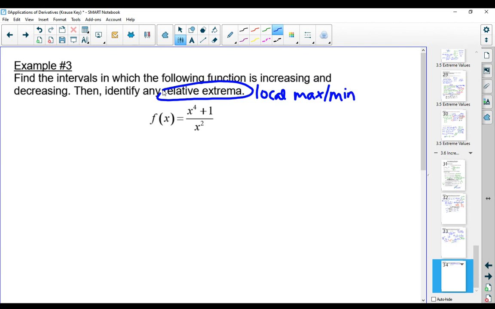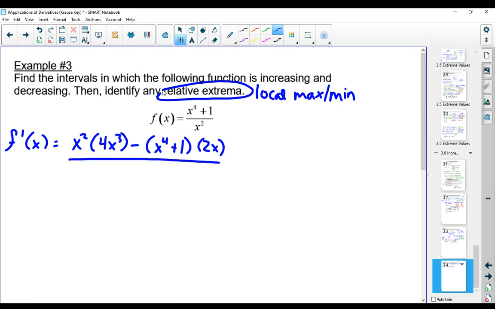So we've got f of x equals (x to the 4th plus 1) over x squared. You can do this in one of two ways. You could do the quotient rule. So f prime of x equals x squared times 4x cubed minus (x to the 4th plus 1) times 2x, all over x squared squared, which is x to the 4th.